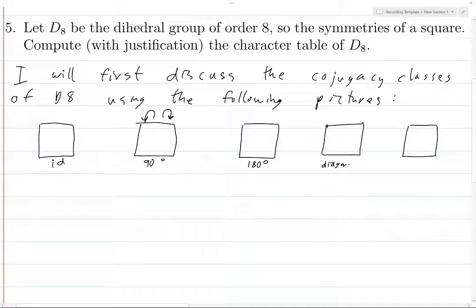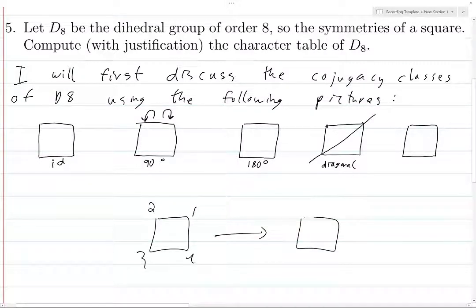Then you have the diagonal flip. So if you look at the diagonal here, then you could flip it along the diagonal. So if we have 1, 2, 3, 4, then the 1 and 3 would stay, but the 2 and the 4 would flip.